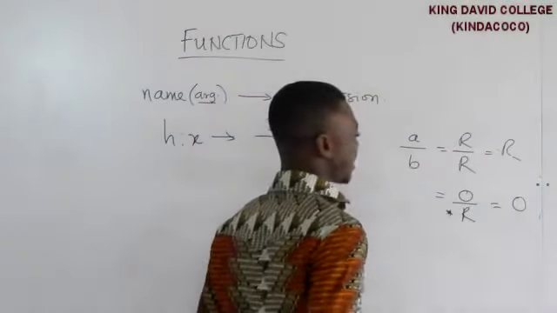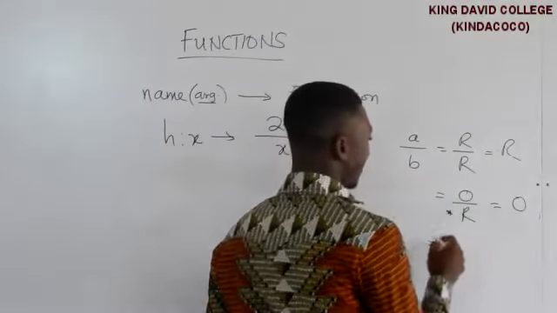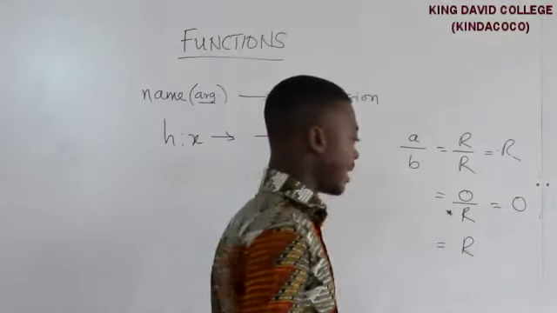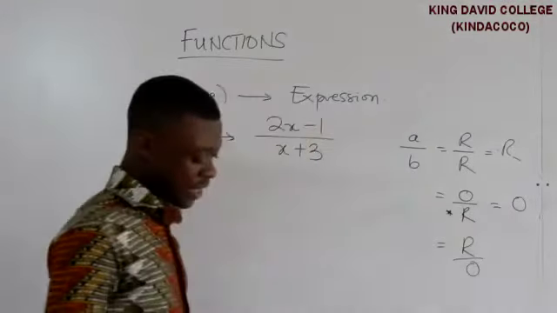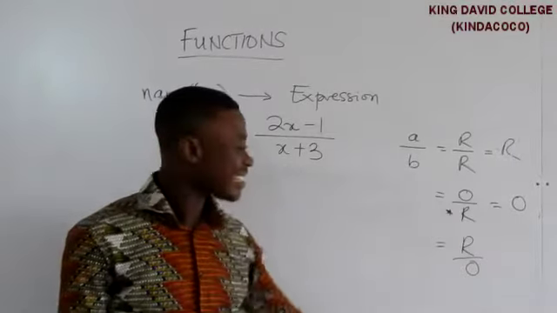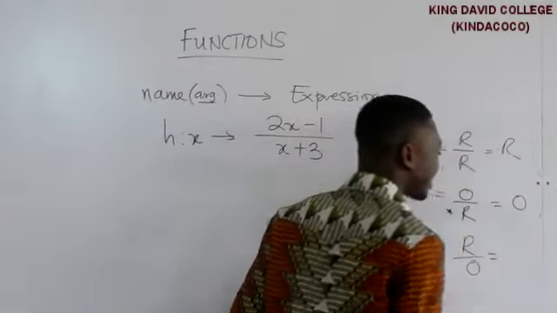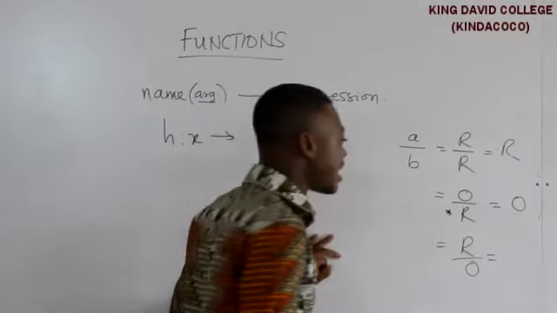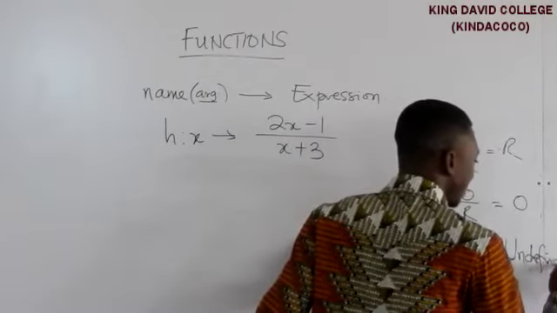Let's look at the last property which we are going to be applying. If I have a real number at the numerator and then a 0 at the denominator, wherever you have a function like this, then we say this fraction can never get an answer. It's not valid, it's not proper. So in mathematics, it is called an undefined fraction.